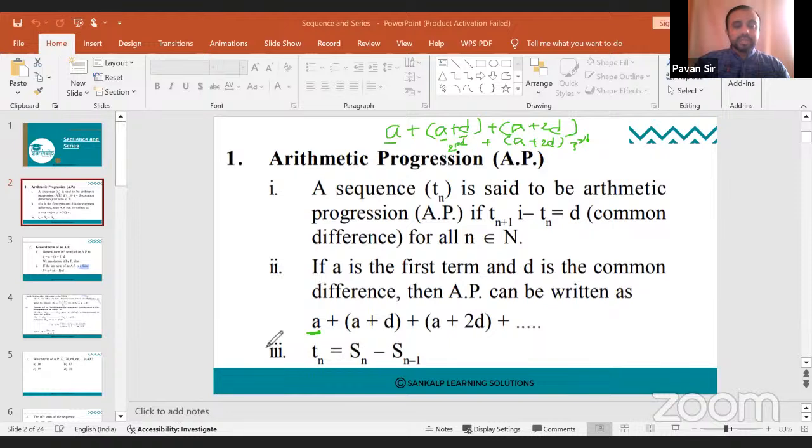And the third condition is Tn is equal to Sn minus Sn minus 1. Sn indicates the sum of the n terms, and Sn minus 1 indicates the sum of the n minus 1 terms. The difference of these two will give you Tn. Okay.